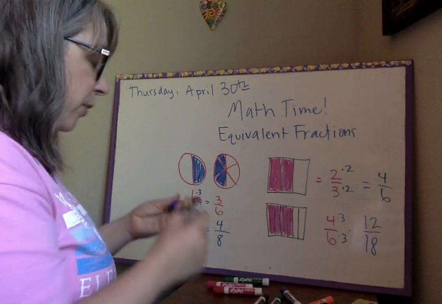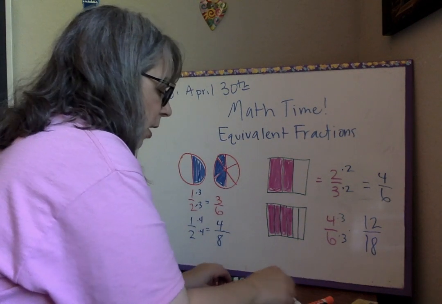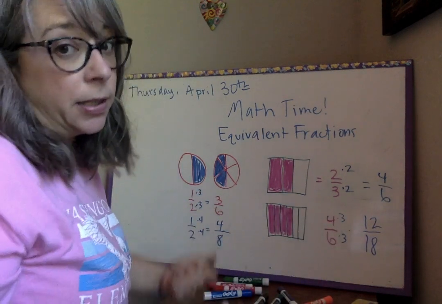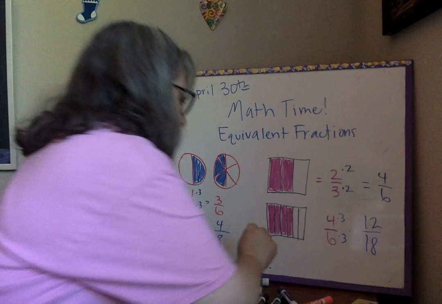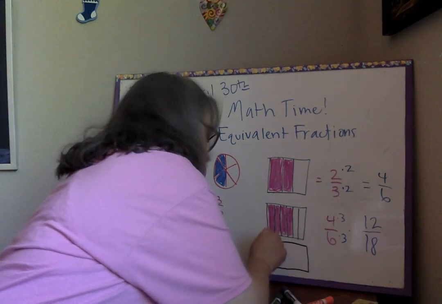And we can draw a picture if we really wanted to. So here's our 4/6. Let's draw our 12/18. These little slots are going to be small, so I'll do my best, okay? I'll do my best to make 18 out of this.